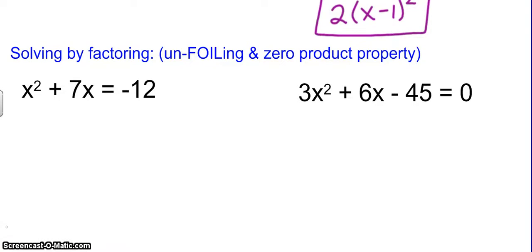This time, it says to solve by factoring, so we're going to actually end up with answers x equals. Alright, so first thing is to get your equation set equal to 0.